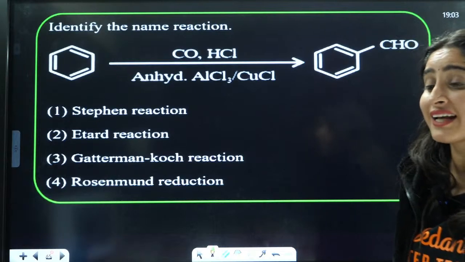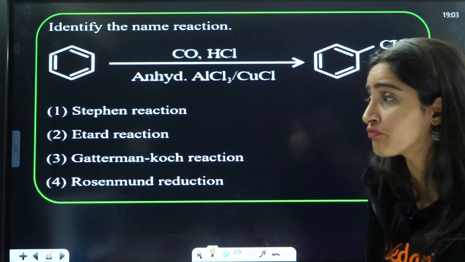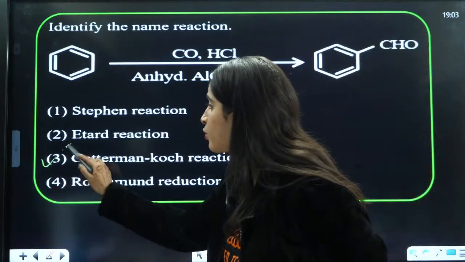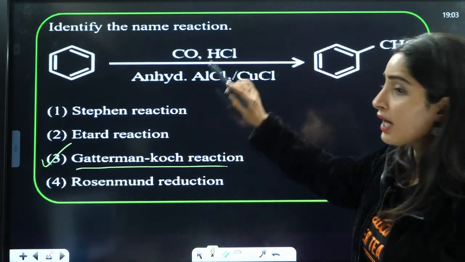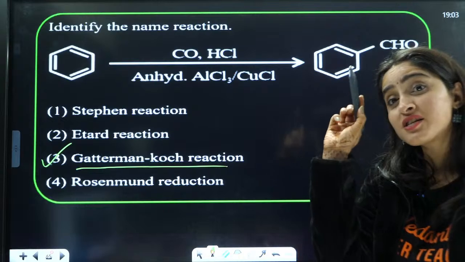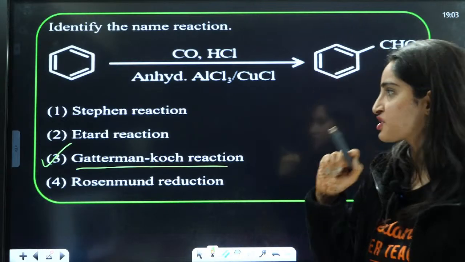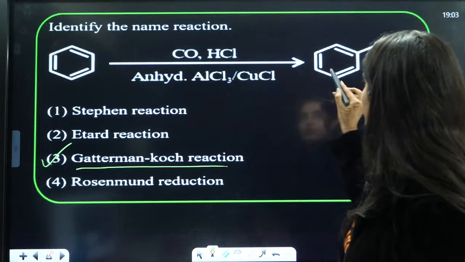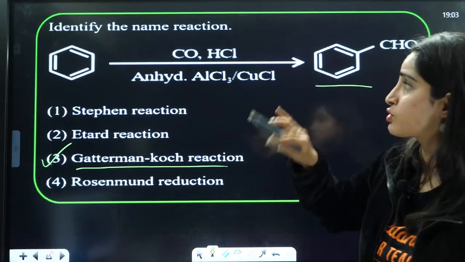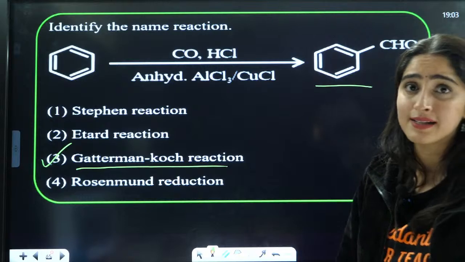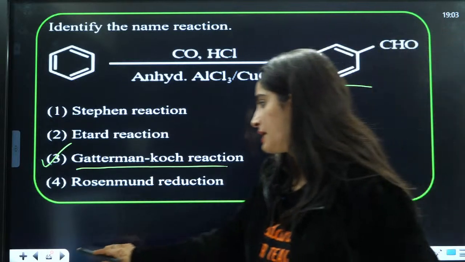Very good. Gattermann-Koch reaction. The answer is Gattermann-Koch reaction, because Gattermann reaction is a different reaction. This is the Gattermann-Koch reaction, where benzene is converted to benzaldehyde in the presence of CO, HCl and anhydrous AlCl3 or CuCl.